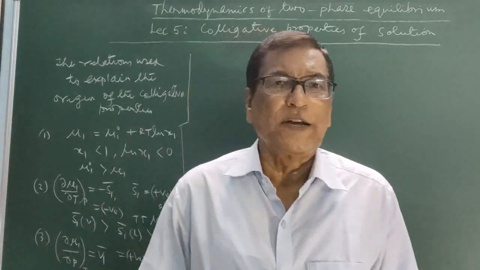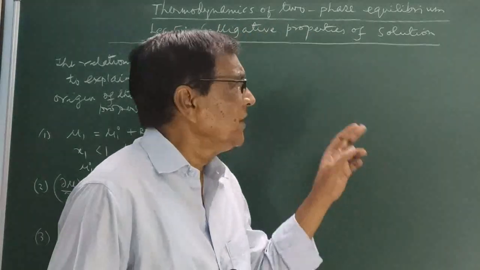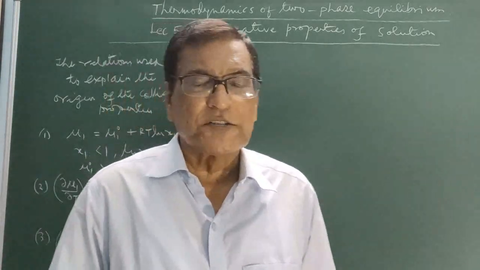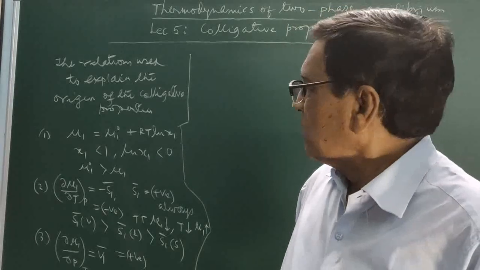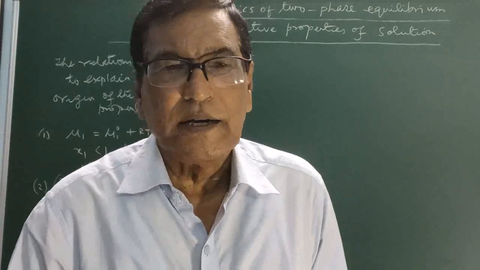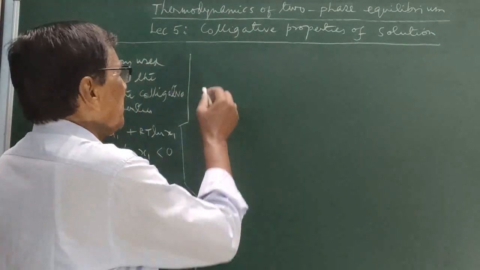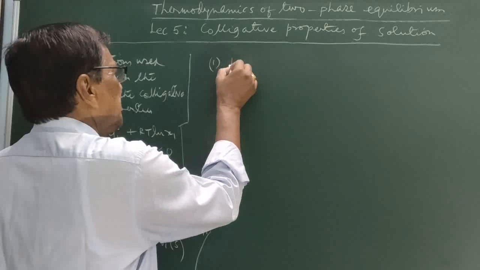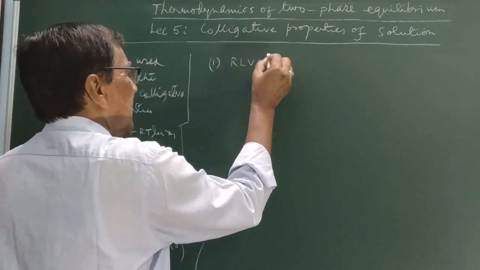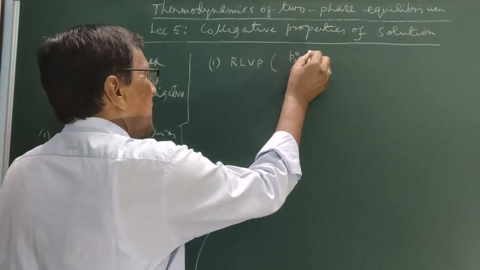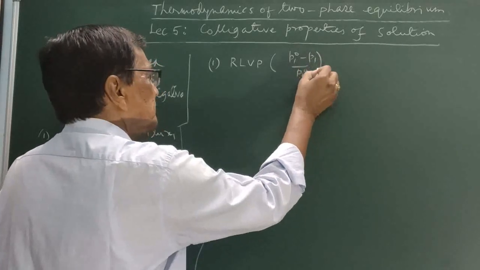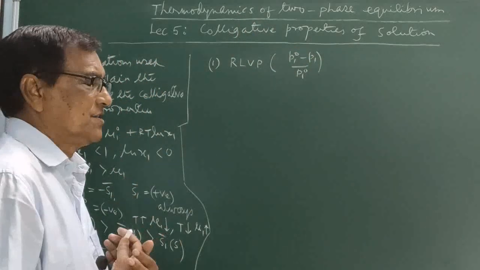Now I shall try to explain the four colligative properties one after another by using the concept of this chemical potential, or using these three relations that I have listed here. And you know, the first colligative property, say relative lowering of vapor pressure, is P1 naught minus P1 divided by P1 naught. This is to be explained first.